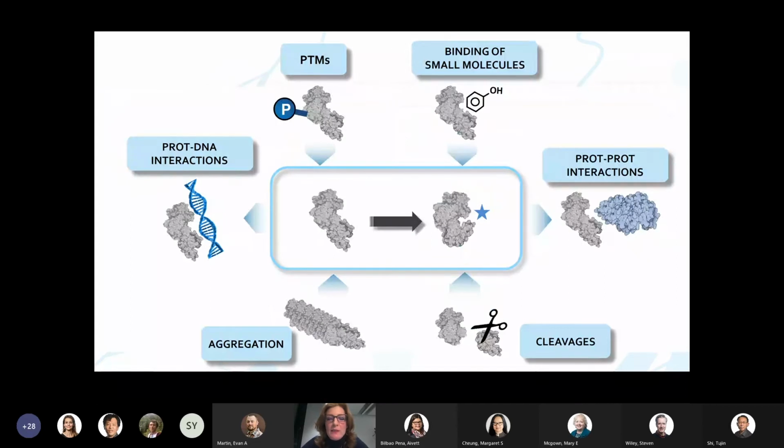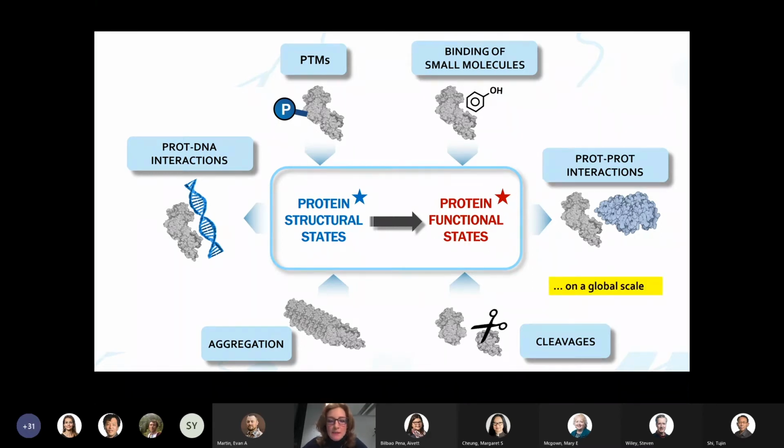So if you think about it, there is something they have in common. Think about post-translational modifications, binding of small molecules, protein-protein interactions, protein-DNA interactions, and also two events I did not talk about, aggregation events and cleavages. They all have something in common. They all locally or globally affect the structure of the proteins involved. So what I would like to propose is that by monitoring structural states of proteins, we might be able to detect altered functional states on a global scale. That's the concept. So how can we probe alterations in protein structural states?